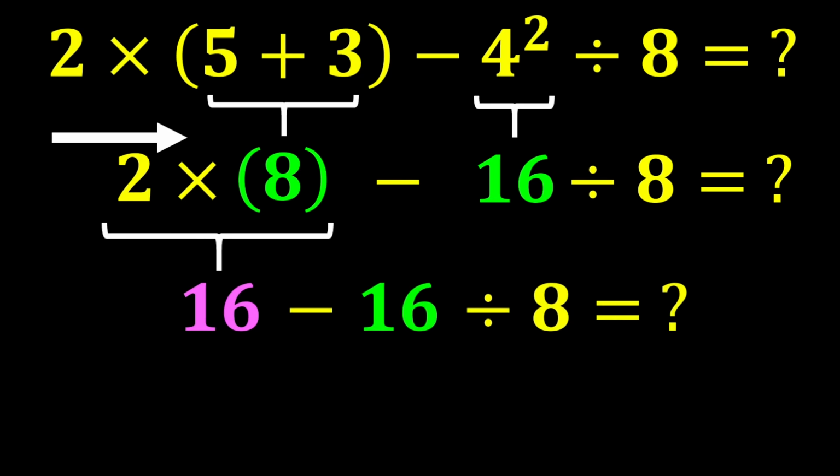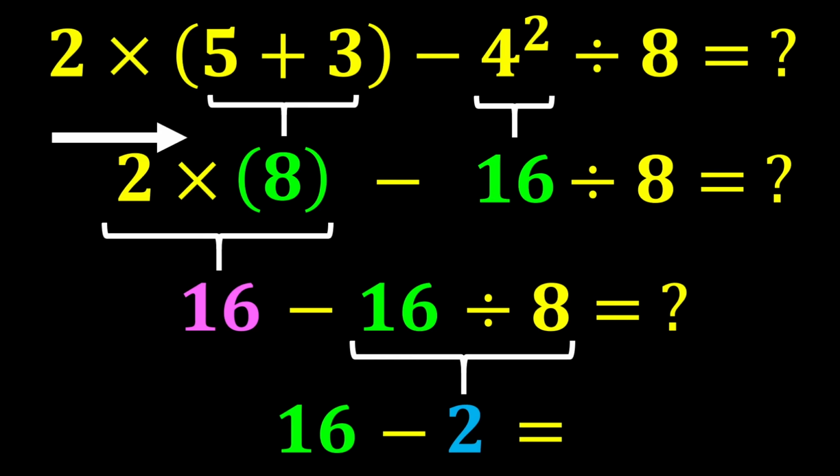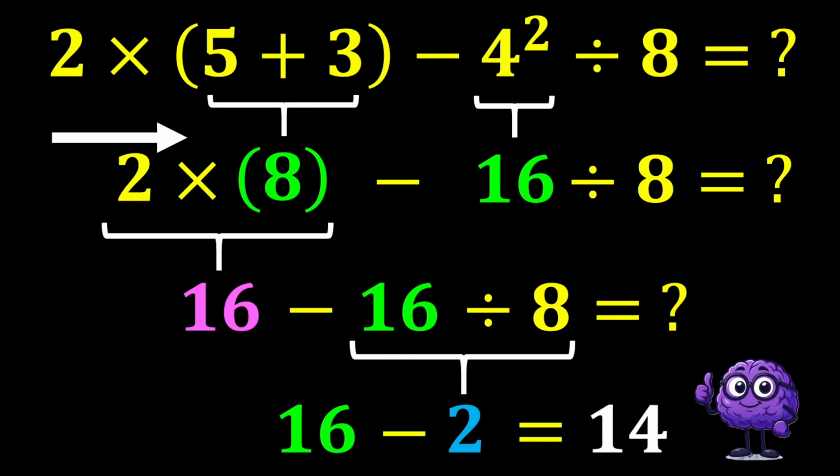The expression then becomes 16 minus 16 divided by 8. Next, we perform the division. 16 divided by 8 gives us 2. Finally, 16 minus 2 gives us 14, which is our final and correct answer.